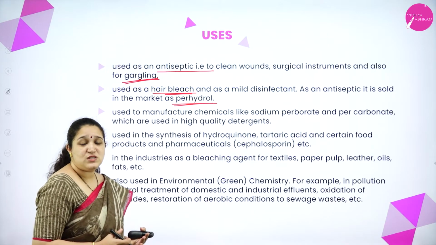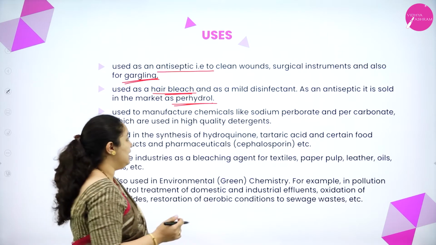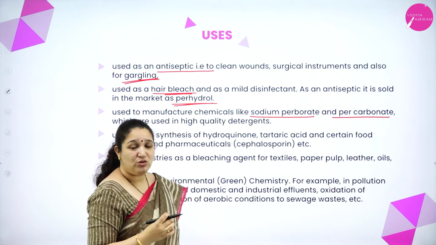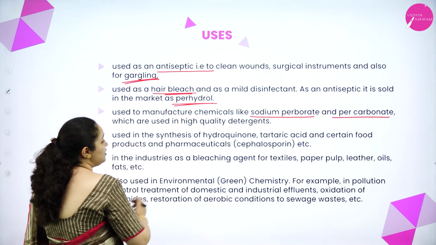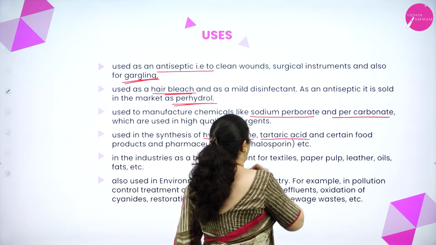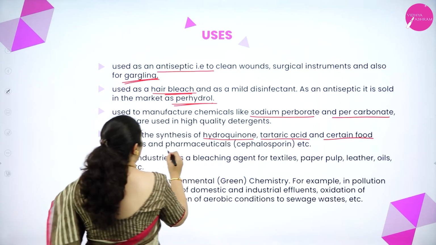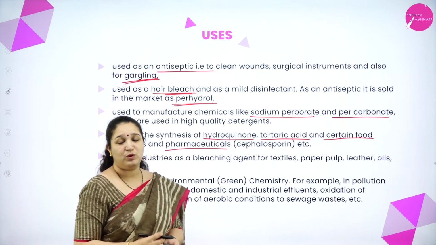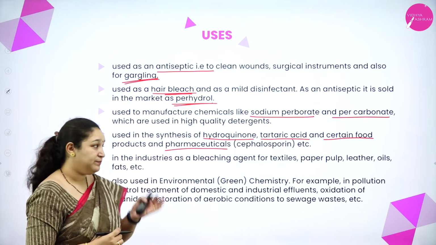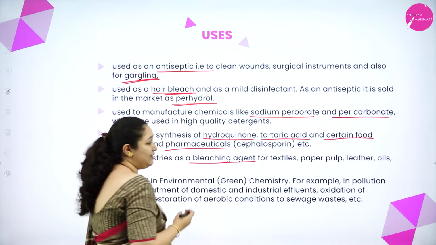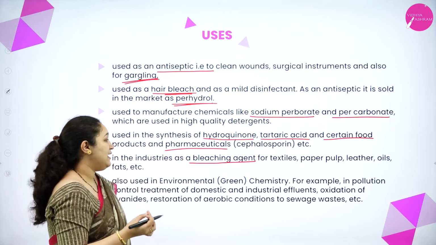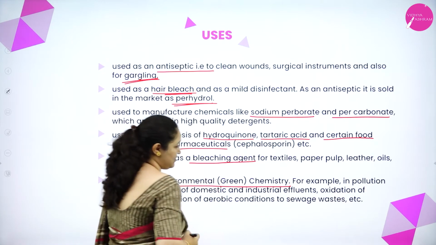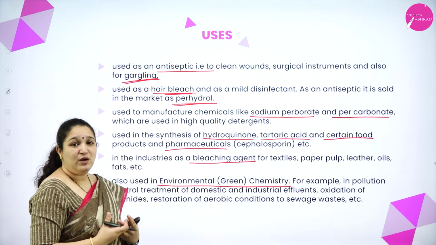Okay. It is used in manufacture of many chemicals like sodium perborate and percarbonate, which are used in preparation of high quality detergents. Also it is used in synthesis of hydroquinone, tartaric acid, certain food products, and also in pharmaceuticals, that is cephalosporin is produced using hydrogen peroxide. Also, it is used as a bleaching agent in textile, paper pulp industries as well as leather oil industries.